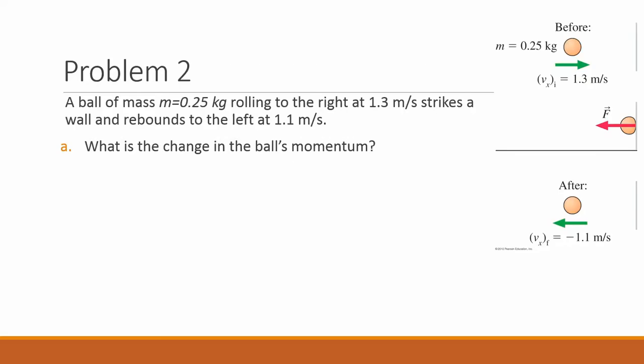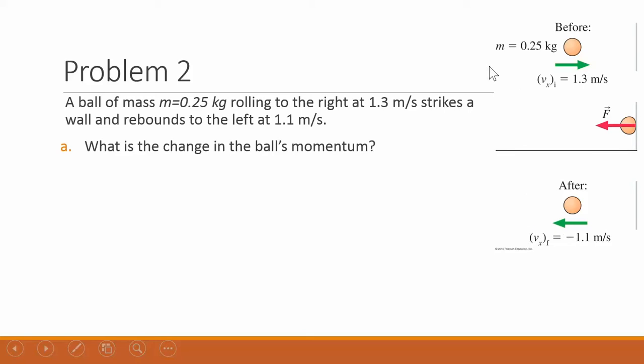So let's do a problem. We're looking at this from above. We're looking down on a ball. We have a ball that's traveling towards a wall. It has a mass of 0.25 kilograms, rolling to the right at 1.3 meters per second. It's going to strike the wall and rebound to the left at 1.1 meters per second.